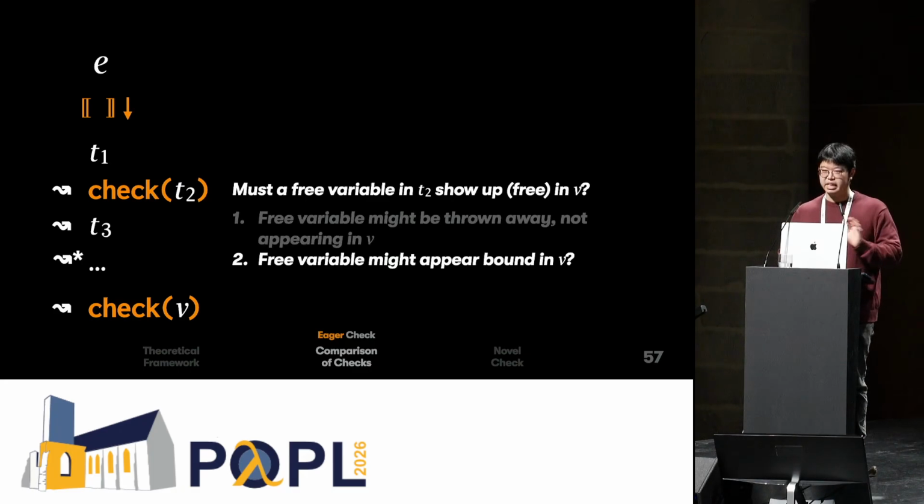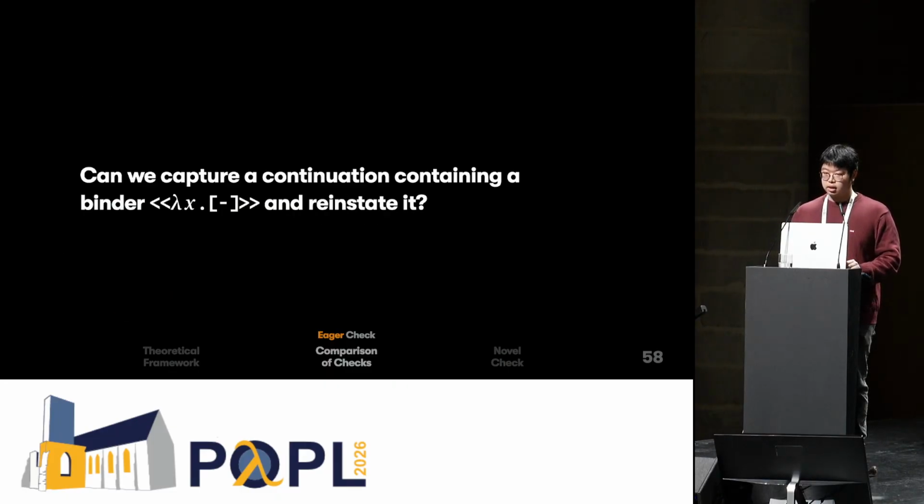That first problem isn't really a problem, because if you throw it away, well, I don't really mind reporting an error there. But that second problem, let's investigate whether or not free variables can appear bound in the end result of program generation. And in order to ask that question, we need to ask a different question, which is, can we capture a continuation containing a binder and reinstate it? Because if you can, then we can take free variables and make them bound again.